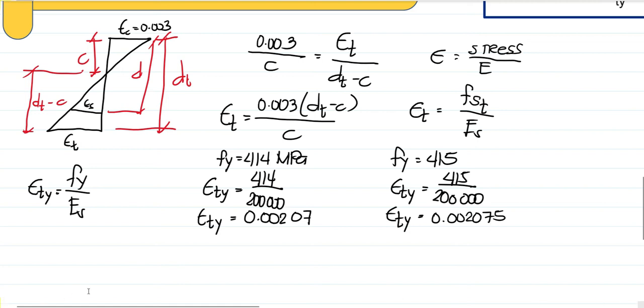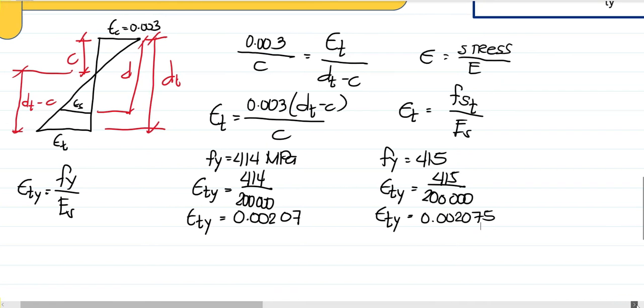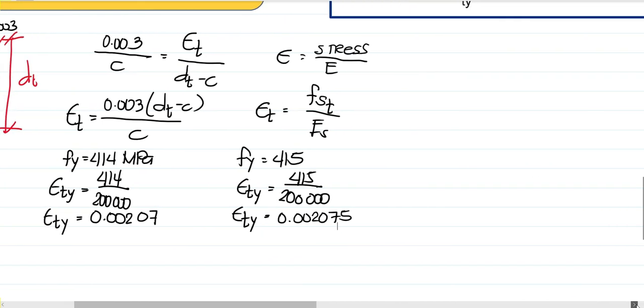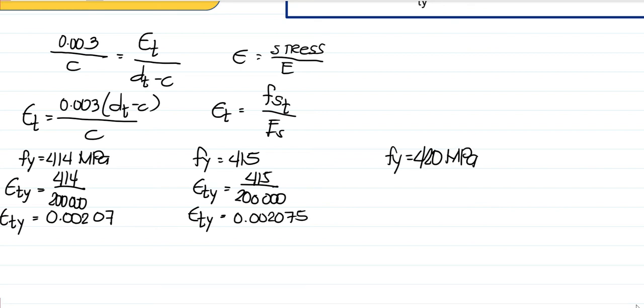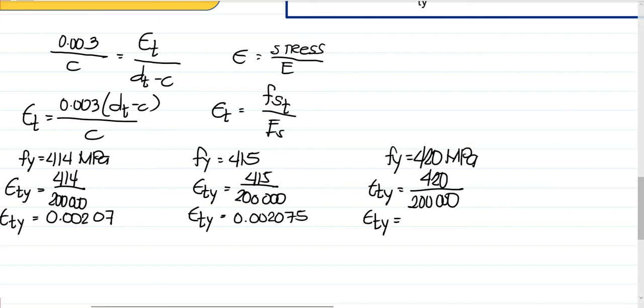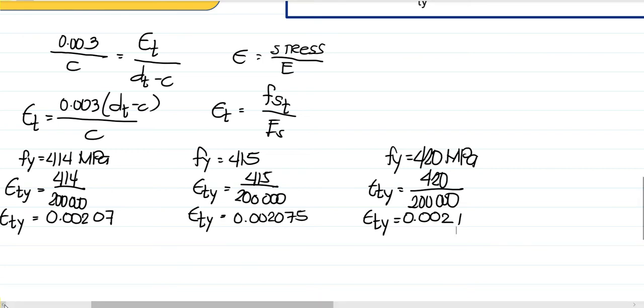Now, pwede din natin kunin yung part na 420. So, that is Fy is equal to 420 megapascals. So, epsilon t sub y will be equivalent to 420 divided by 200,000. So, that is an epsilon t sub y equivalent to a value of 0.0021. So, yan ngayon yung para sa 420 megapascal.